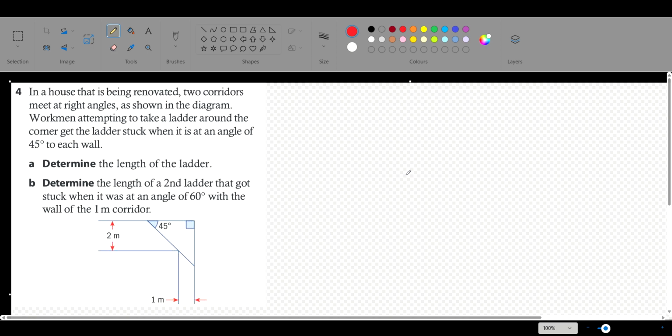In a house that is being renovated, two corridors meet at right angles. So which two corridors they're talking about? You can see the two corridors. The length here between them is 2 meter, and on the downside it is 1 meter. As shown in the diagram, workmen attempting to take a ladder around the corners get the ladder stuck when it is at an angle of 45 degree to each wall. 45 degree to each wall, like here and here.